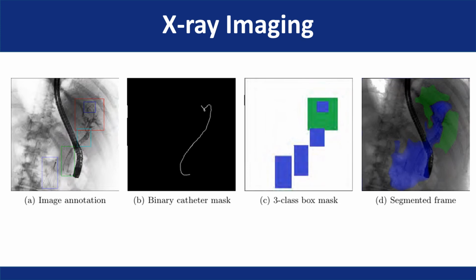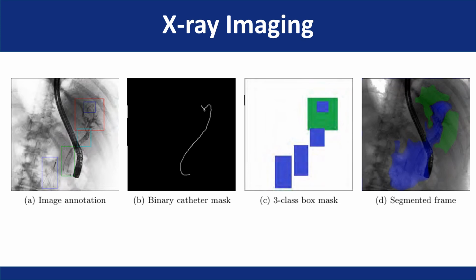Now let's talk about X-ray imaging. This figure illustrates the image annotation and segmentation process used to train the FluoroShield system's AI for detecting and tracking regions of interest during fluoroscopy-guided procedures. Let's go through each part.